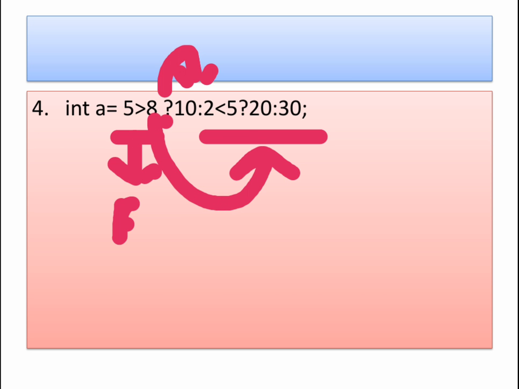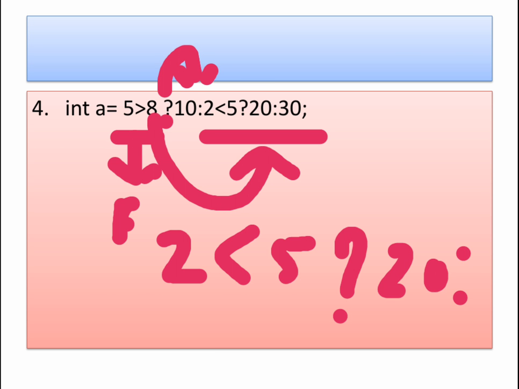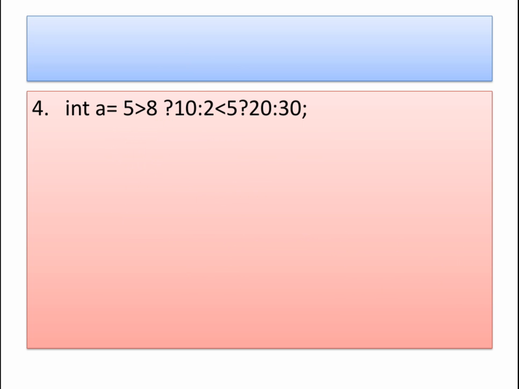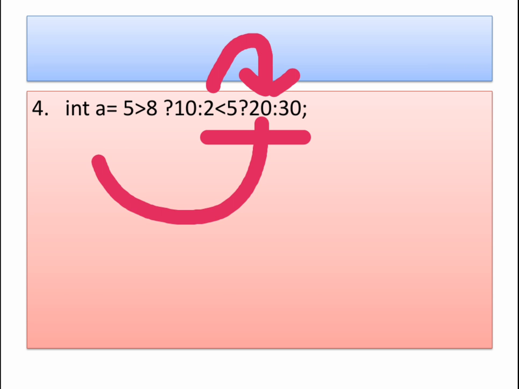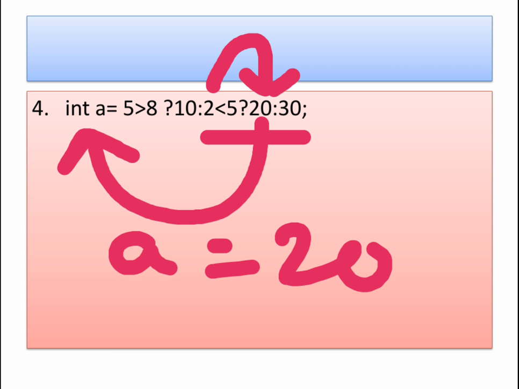So what is the question now? 2 less than 5, question mark 20 and 30. Now the question is this only. 2 less than 5, true or false? Obviously true. So where will it go? It will reach the 20 and 20 will be assigned to A. So A equal to 20.